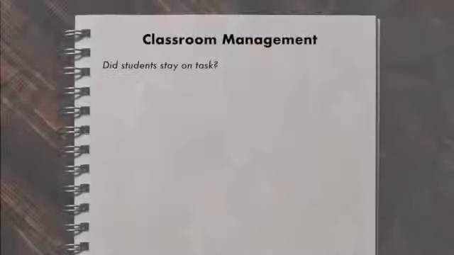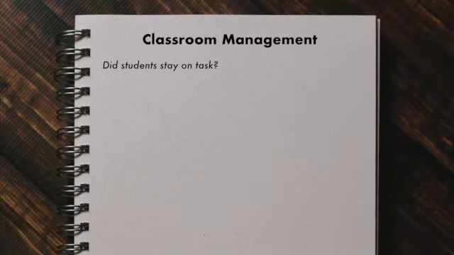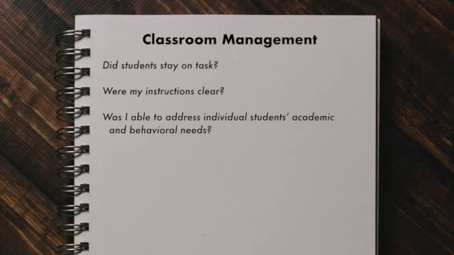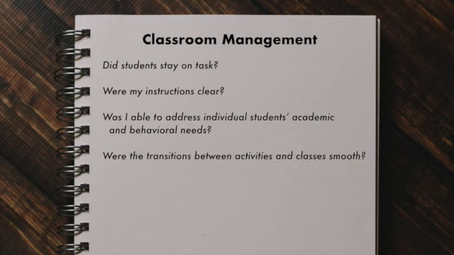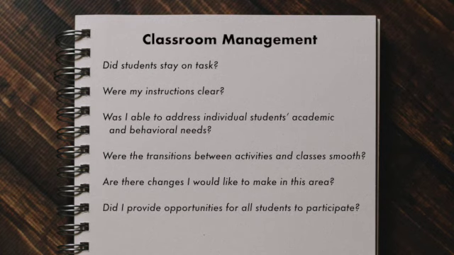Another category that is very critical to reflect on is my classroom management practice during the lesson. Did students stay on task? Were my instructions clear? Was I able to address individual students' academic and behavioral needs? Were the transitions between activities and classes smooth? Are there changes I would like to make in this area? Did I provide opportunities for all students to participate?